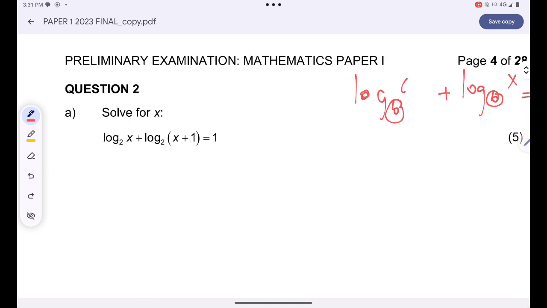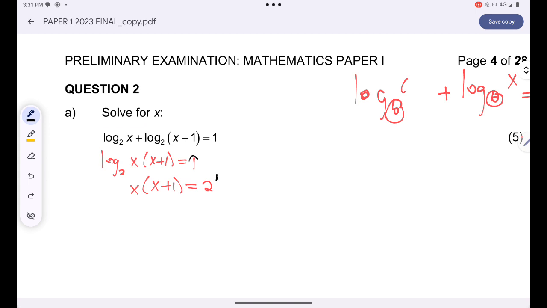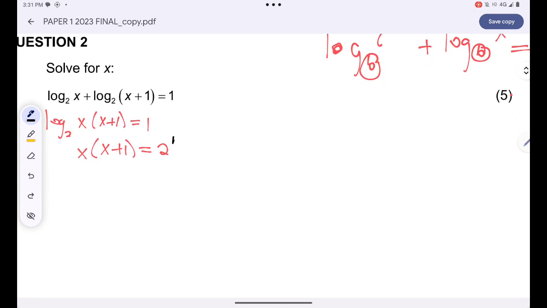So that's the very same thing I'll do over there. I'll end up having the log of 2x multiplied by x plus 1, that's equal to 1. For me to remove the log, the 2 will be the base on the other side. I'll be left with 2x(x plus 1) equal to 2 to the power 1. This one over here will now become an exponent. And then I can just remove my brackets.